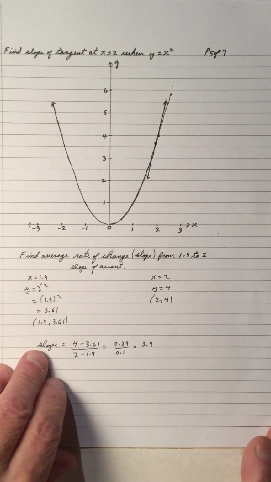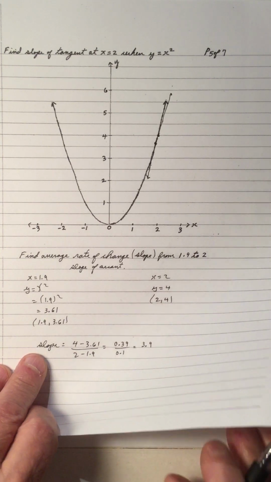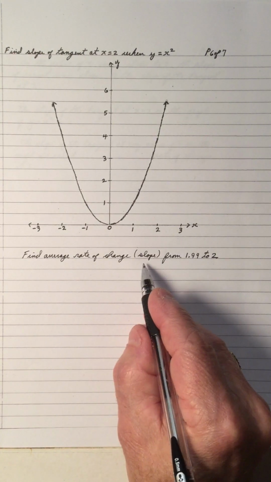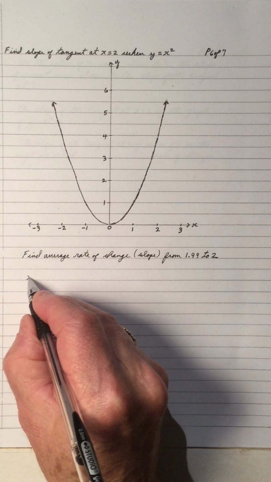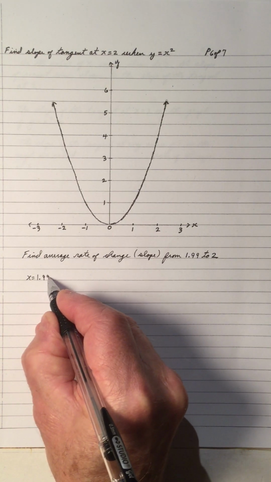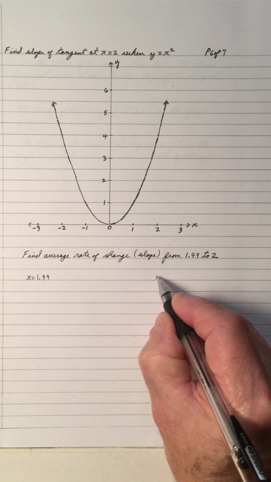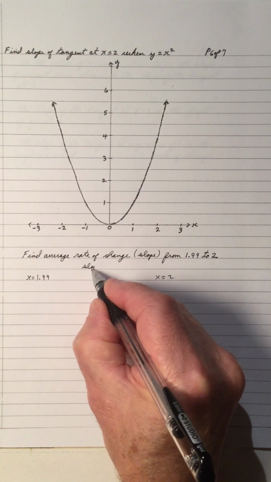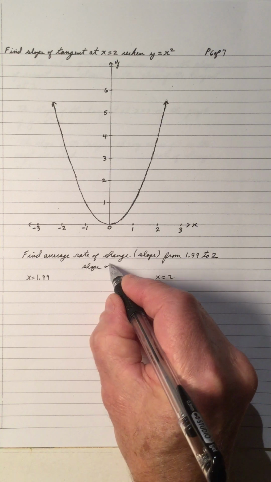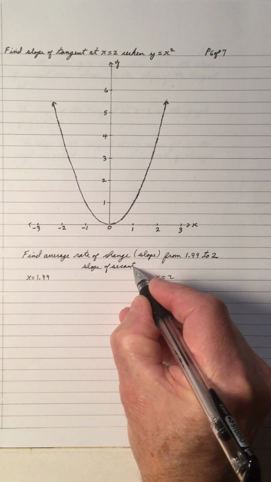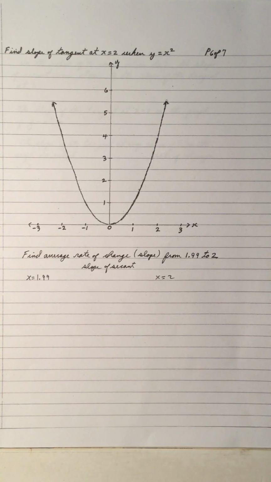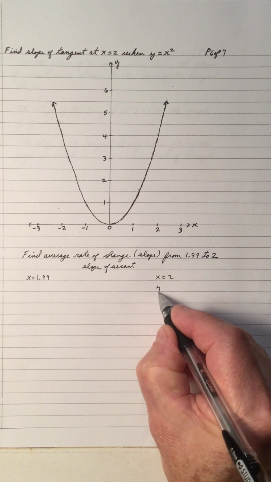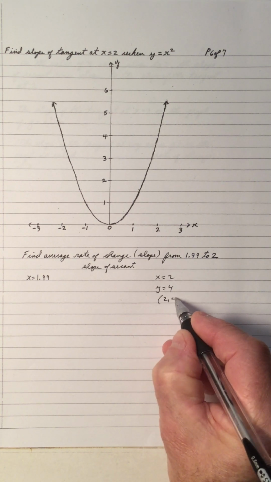What is it approaching? Well, let's try one more and see. Here we go. Find the average rate of change of the slope going from 1.99 to 2. And remember, the average rate of change is the slope between these 2 points, so we're finding the slope of the secant. You find the slope of a secant between 2 points on the curve. And so x is 2, so we know that y is 4. We worked that one out previously.